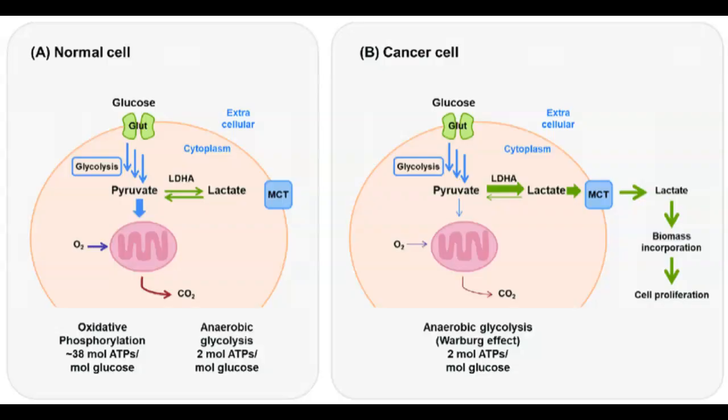Here we have a figure of two cells, where one is normal and one is a cancer cell. This figure shows us on the left the normal cell undergoing glycolysis, and on the right is the cancer or tumor cell. The difference here is that the cancer cell is undergoing aerobic glycolysis. This is known as the Warburg effect.